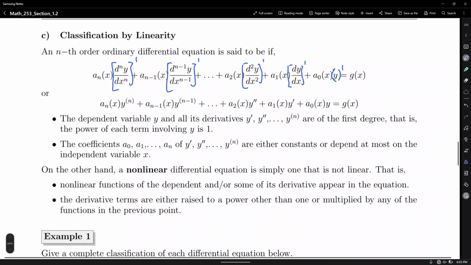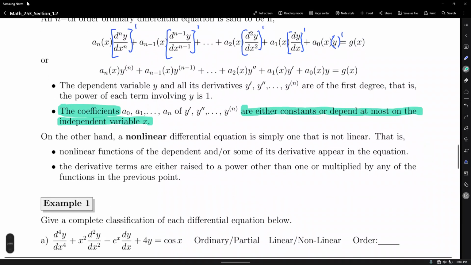Notice the coefficients are either constants or depend at most on the independent variable, typically x. Of course, we may look at other differential equations where the dependent variable is x and the independent variable is t, like some horizontal motion depending on time, for instance. Well, what would make a nonlinear differential equation? Here are the two ways to determine that. Nonlinear functions of the dependent variable and or some of its derivatives appear in the equation.